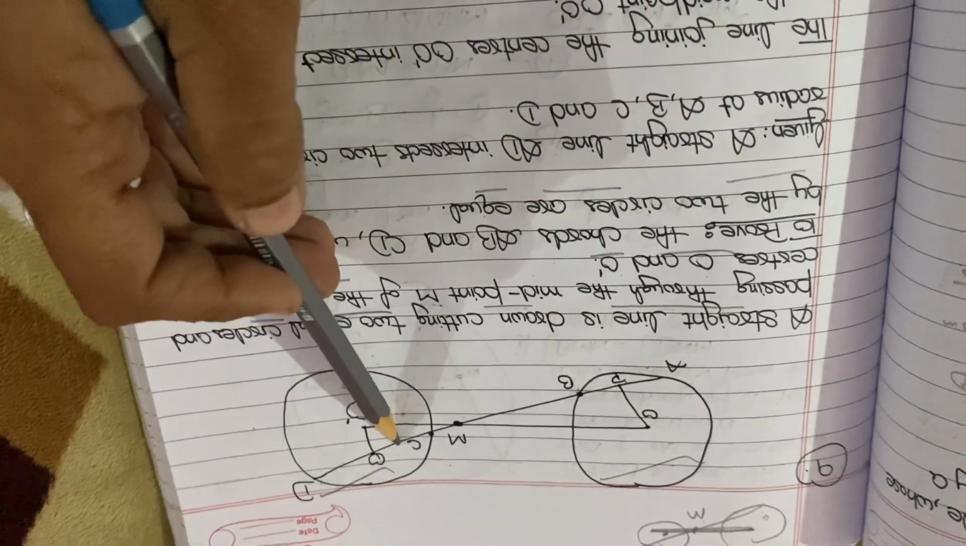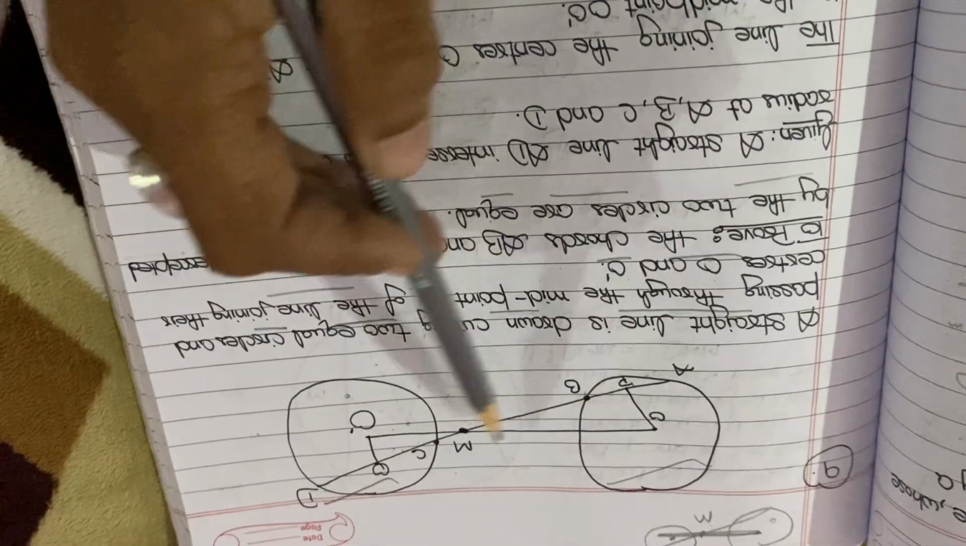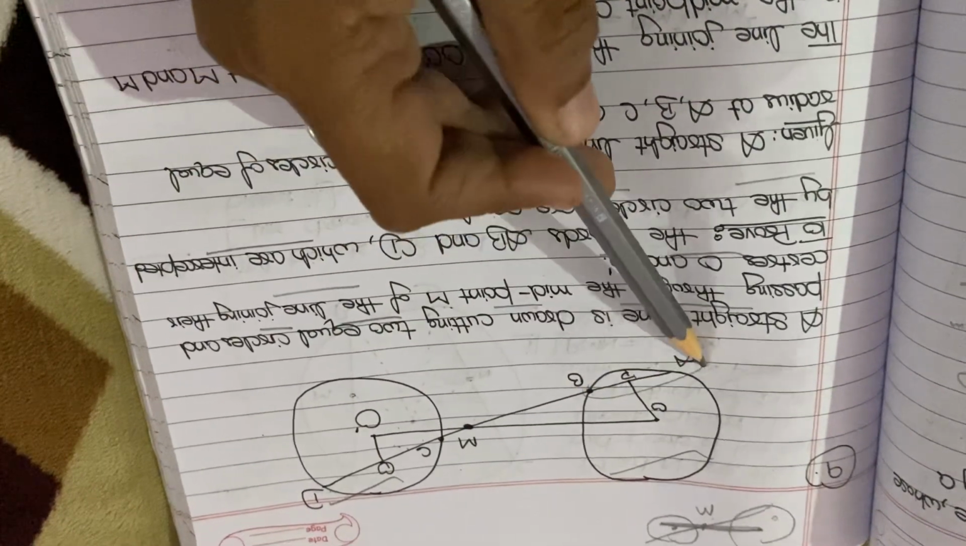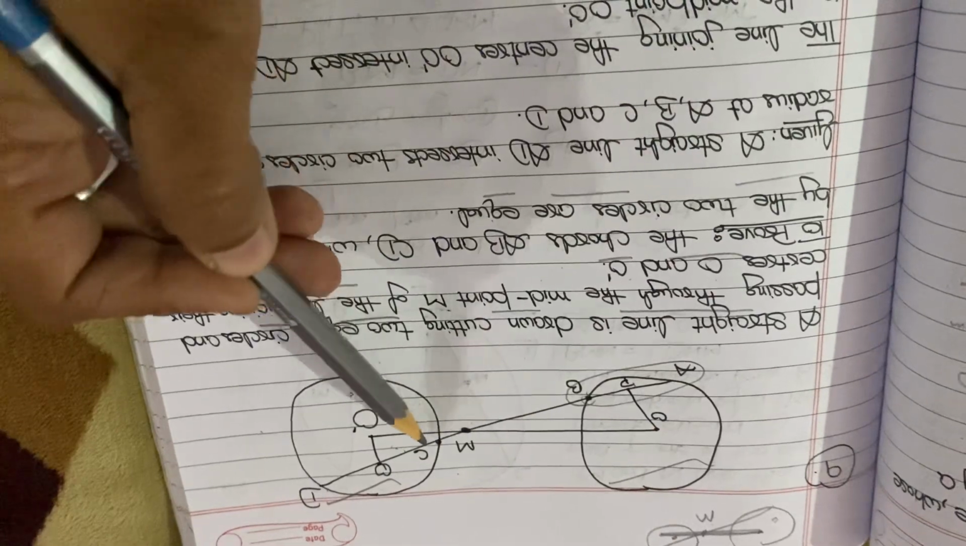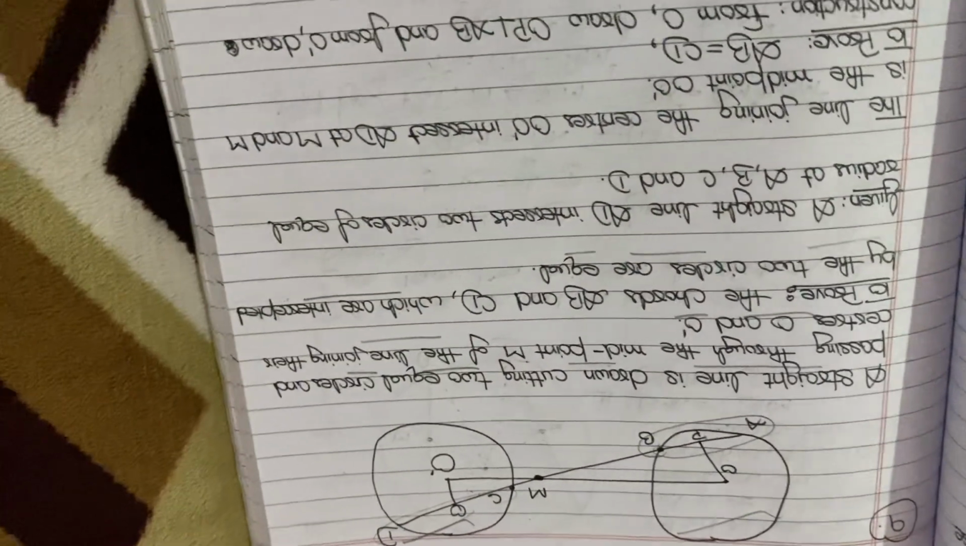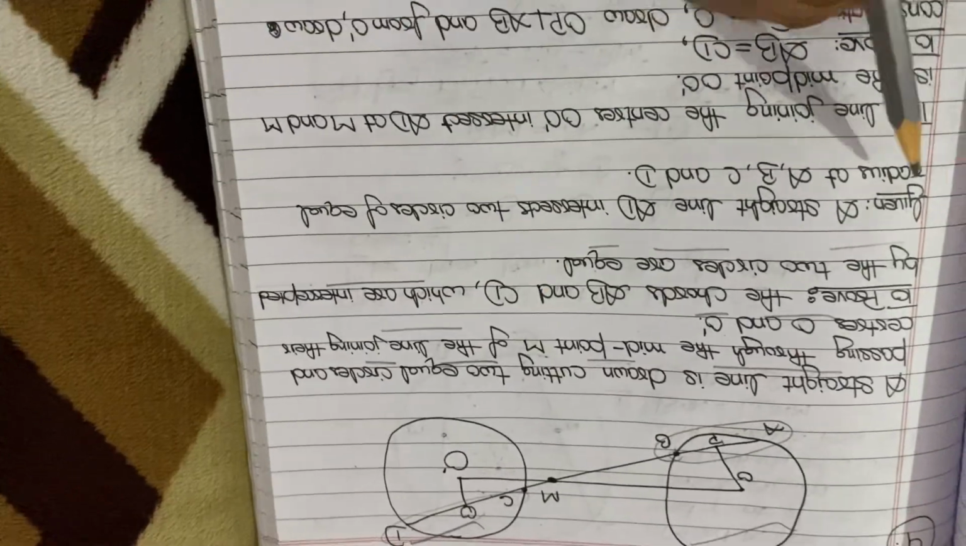This chord and this chord are intercepted by the two circles and are equal. So clearly I have to prove that this AB is equal to CD. This question is also quite easy, just pay attention.